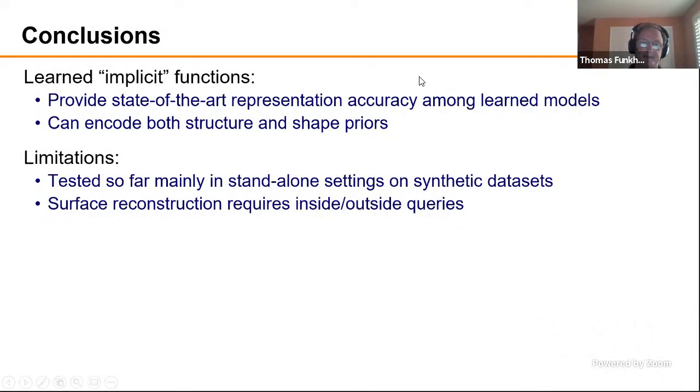Okay, so the summary of all that is that I talked about two methods that learn implicit functions of 3D shapes. At least the second of them provides state-of-the-art accuracy among the learned models, at least as of CVPR 2020, that simultaneously encode structure and shape, and therefore is useful for either of those two applications. Limitations are many, but so far they've only been tested in standalone settings of synthetic datasets like ShapeNet. And the training procedure in our particular method requires an inside-outside query. I'm sure there are things you could do, like assign agnostic loss, to get around that, but so far we have not experimented with any of that.